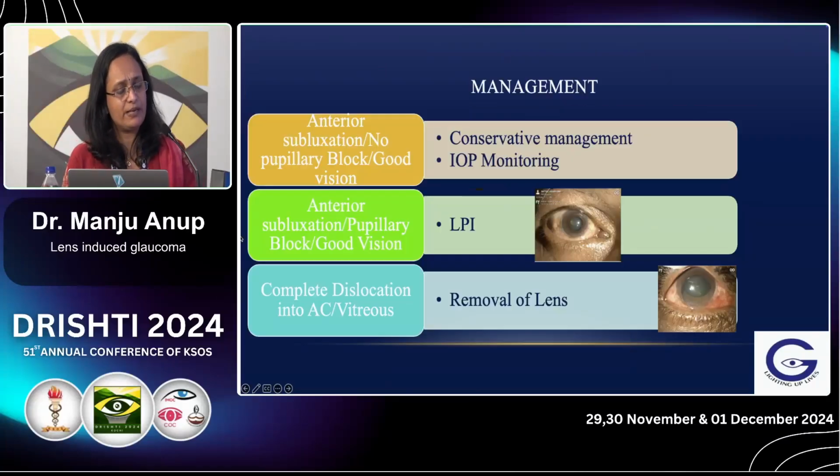So the management: if there is anterior subluxation but no pupillary block and good vision, do conservative management and monitor the intraocular pressure. If there is anterior subluxation and pupillary block with good vision, do an LPI alone. If there is complete dislocation into the anterior chamber or vitreous, removal of the lens is the definitive management.